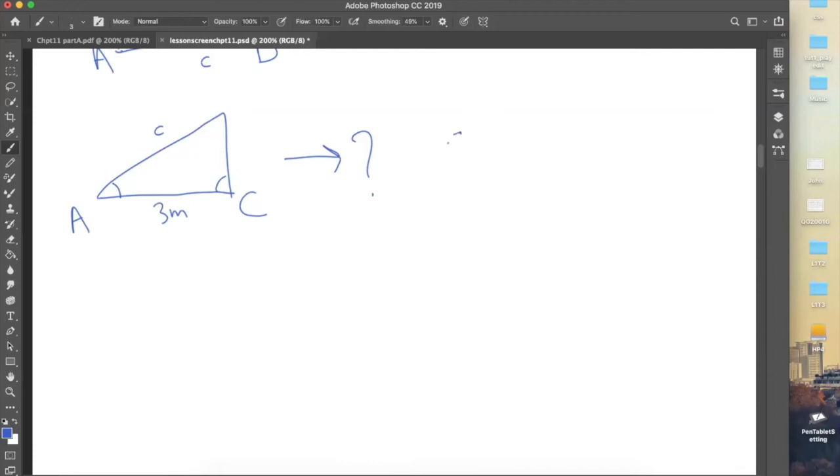Small letter c over sine angle C. Just tell me the angle, it's never labeled. Sine angle C. Okay, then A, and then 3 meter.